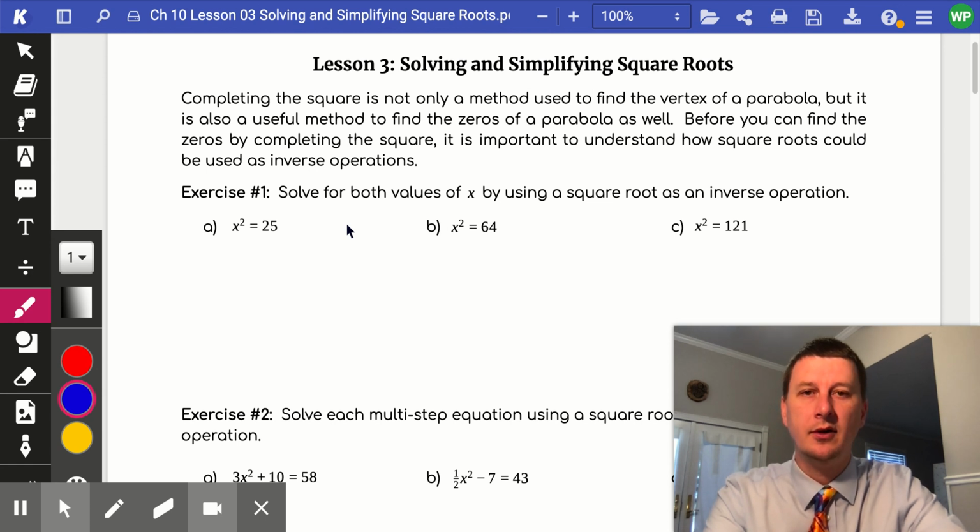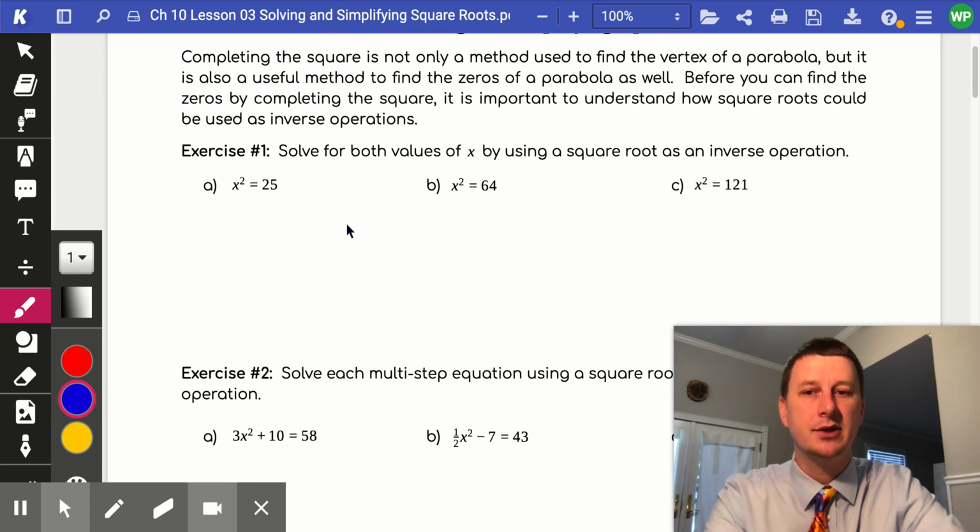So if we look at that opening paragraph, it says completing the square is not only a method used to find the vertex of a parabola, but it is also a useful method to find the zeros of a parabola as well. But before we can find the zeros by completing the square, it's important to understand how square roots could be used as inverse operations.